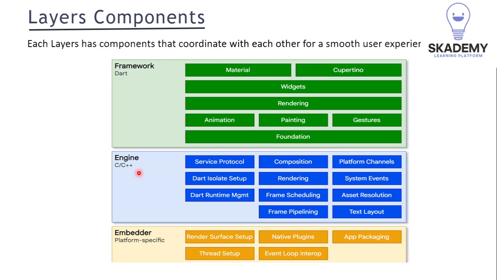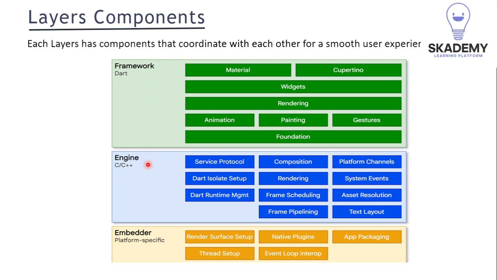Now the engine layer is the core of Flutter. All the components of the Flutter framework are written in the Dart language, and the second layer, the engine layer, is written in C++, and it is the core of Flutter. Here many services are used for converting the Flutter applications for the native platform. And this engine layer is exposed to the framework layer.